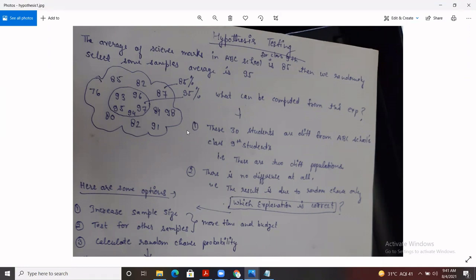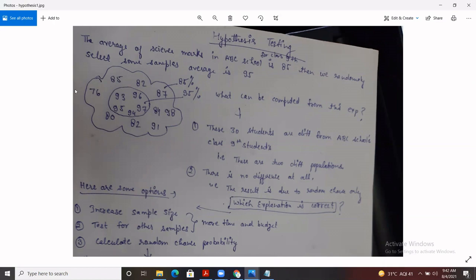So basically, we have two terms here in stats: one is population and one is sample. Population is your entire data, and sample is just a subset of the population. From this statement, the average of science marks for the population was 85. But then we randomly selected some students from that class and calculated the average. You can see that from this picture as well, and we got to know that the average is 95.